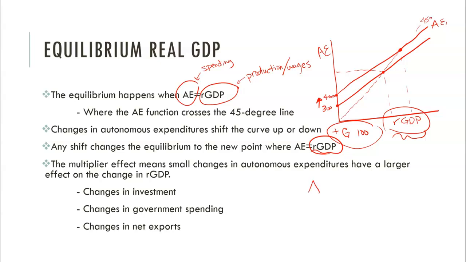Okay, so in this model, aggregate expenditures is dependent on real GDP, right? Or it's determined by real GDP.